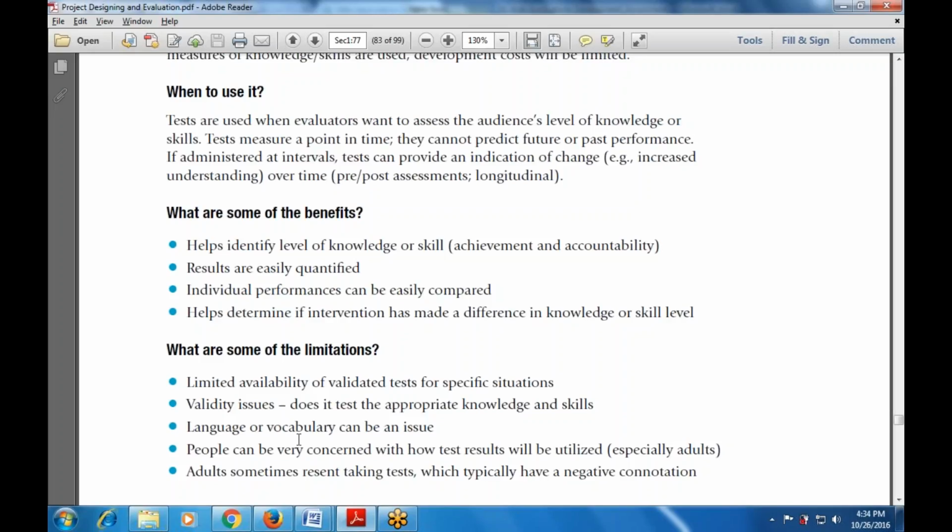Then language or vocabulary can also be an issue. It differs from person to person. Tests are different from person to person. Language or vocabulary can be one of the limitations when using the test.